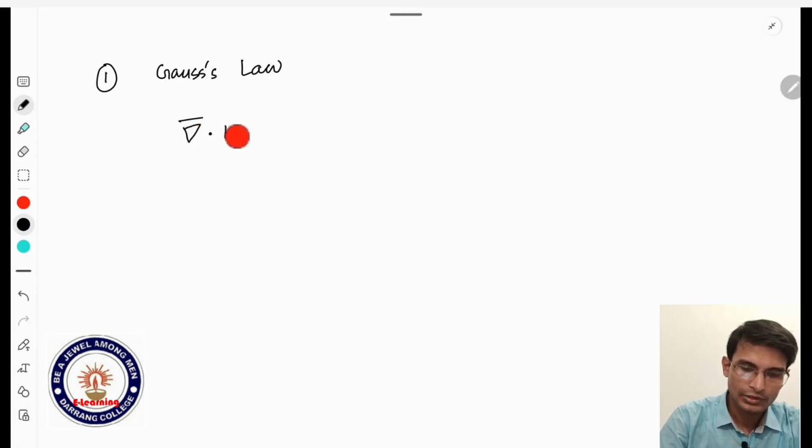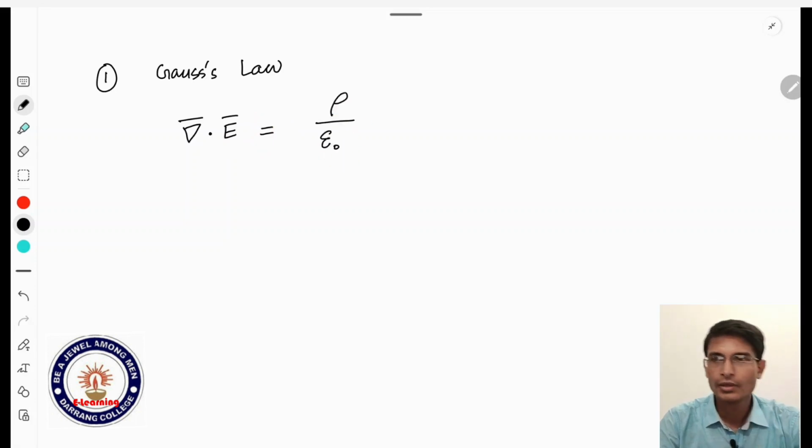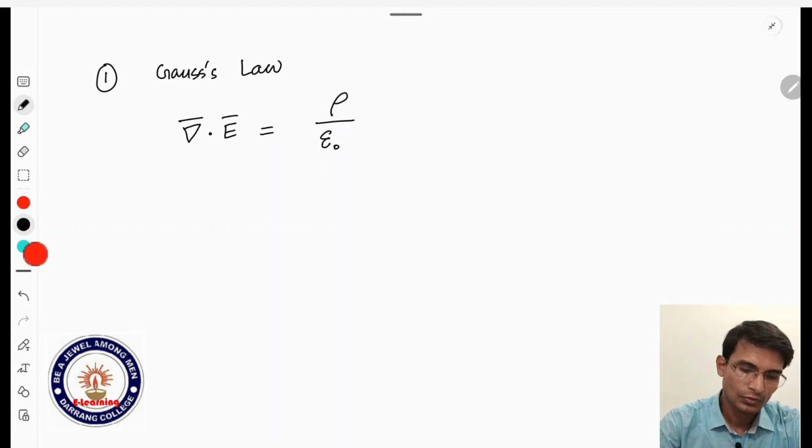divergence of the electric field is equal to rho by epsilon naught, where rho is the volume charge density.